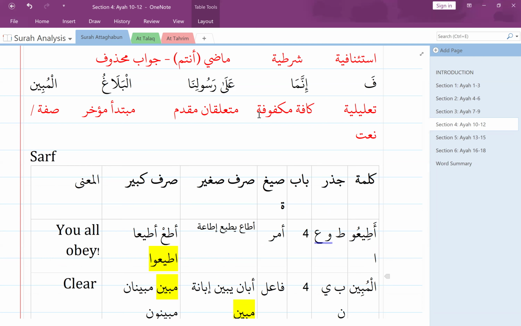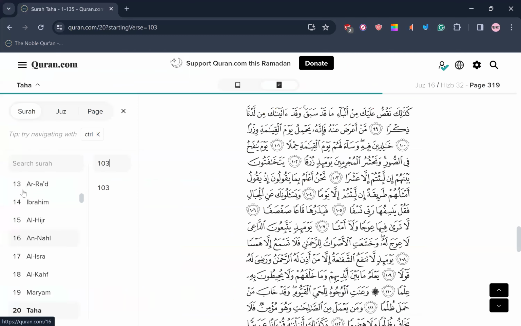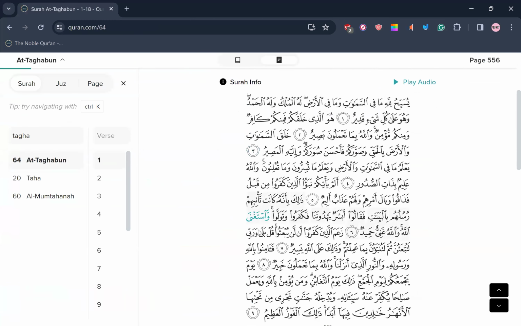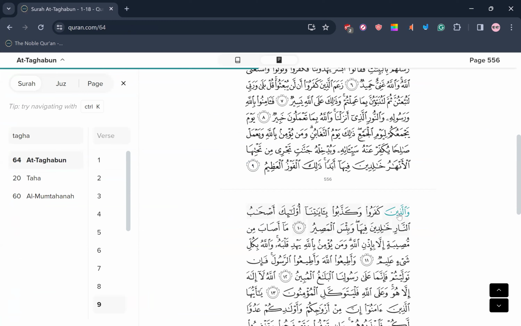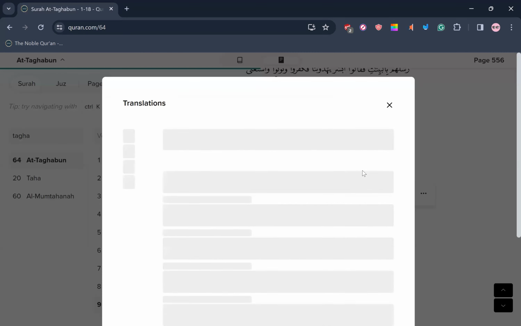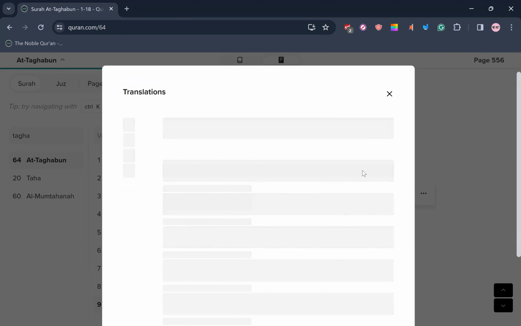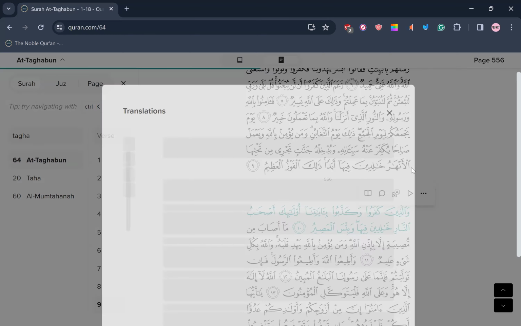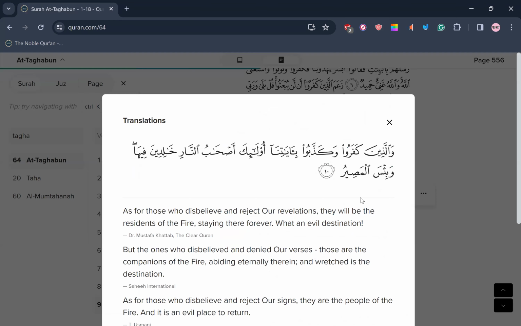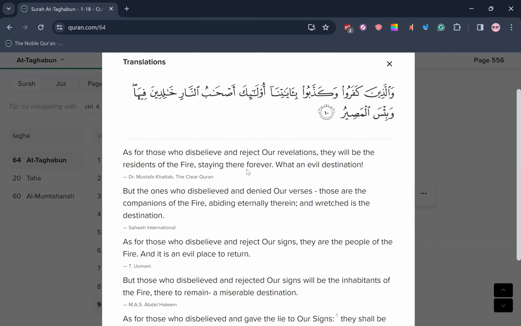Maybe I can share with you some of the explanations. Let's just see how the translators translated this ayat. Let me share the screen. So this is Attaghabun. And we look at number... Why is it taking so long to load? Okay, here we go. So we have different translators here.